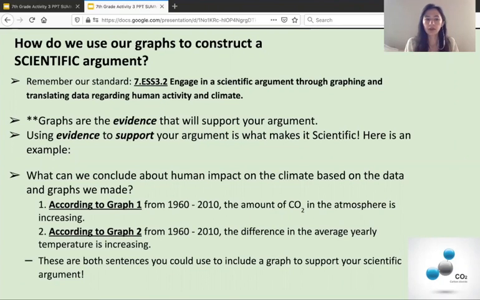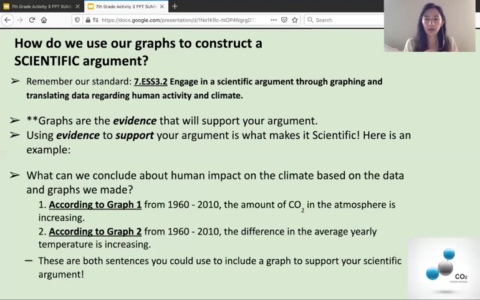So on this fourth bullet point, there's a question, and this is how you would set up a scientific argument specifically for human impact on the climate. So let's read the question. What can we conclude about human impact on the climate based on the data and graphs we made? 1. According to graph 1, from 1960 to 2010, the amount of CO2 in the atmosphere is increasing.